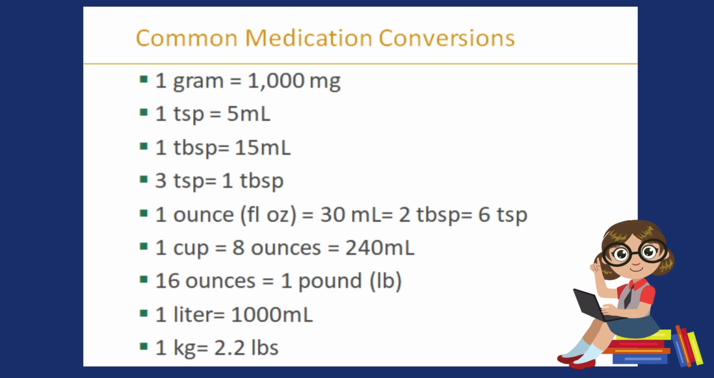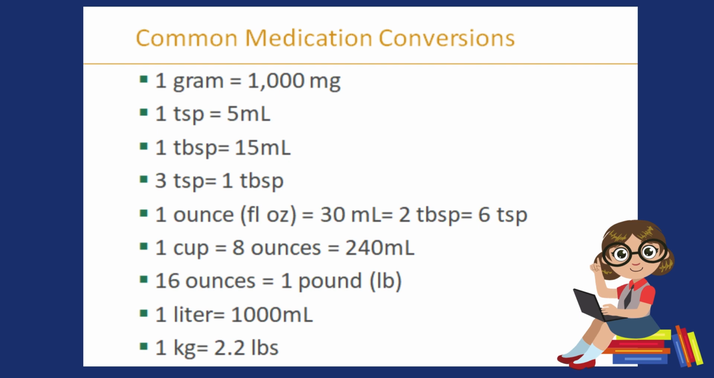1 TBSP, this is tablespoon, is equal to 15 milliliters. We need to know that when we're pouring medicine. The doctor might tell you to give your baby a teaspoon of medicine, and to be accurate, we need to pour it in a medicine cup and give approximately 5 milliliters. There are 3 teaspoons in each tablespoon. So each teaspoon's 5. So 5, 10, 15 equals 1 tablespoon.